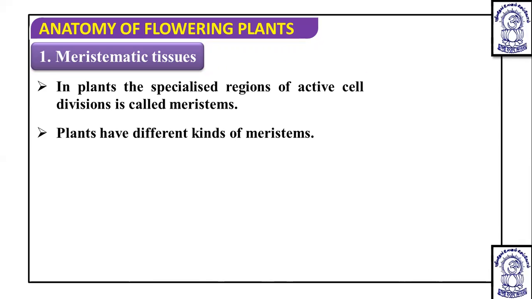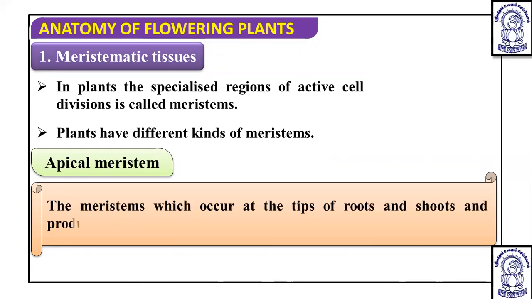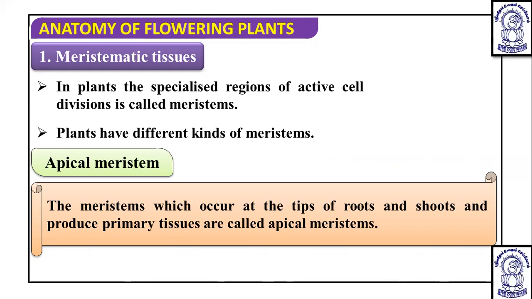Usually, if we talk, plants have different kinds of meristem. In this, we are going to discuss the apical meristem, intercalary meristem, and lateral meristem. First, we are going to discuss the apical meristem. And this meristem, as I told you, is present at different sites in a particular plant.